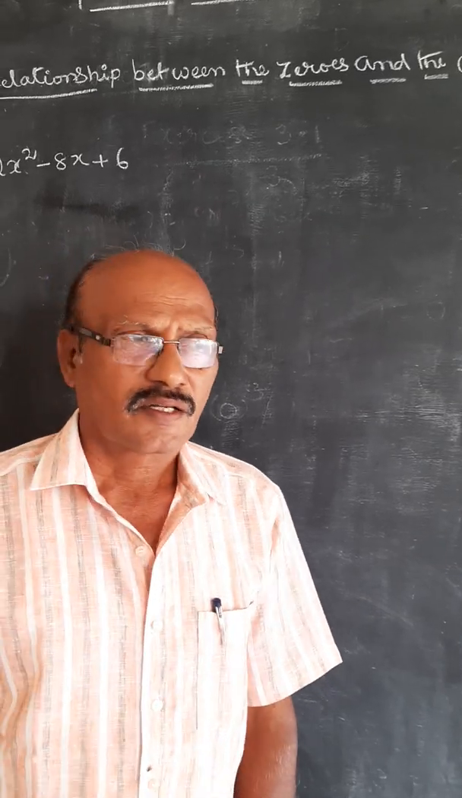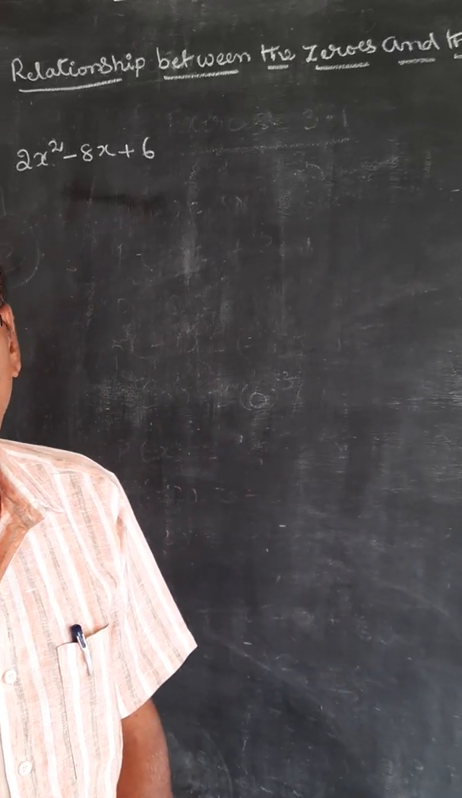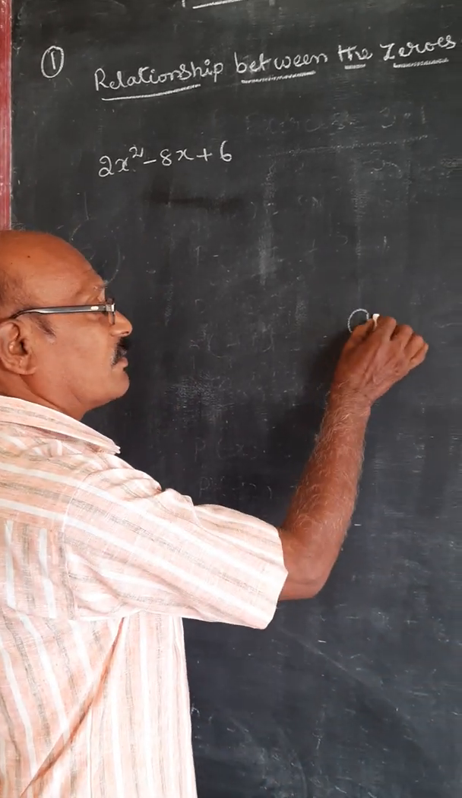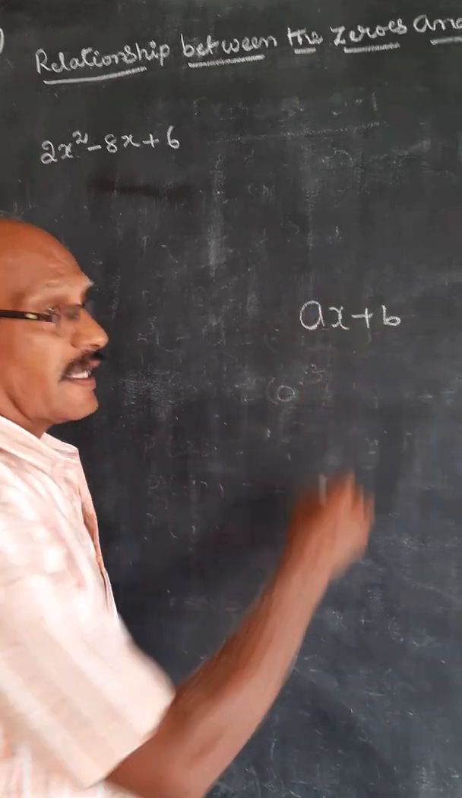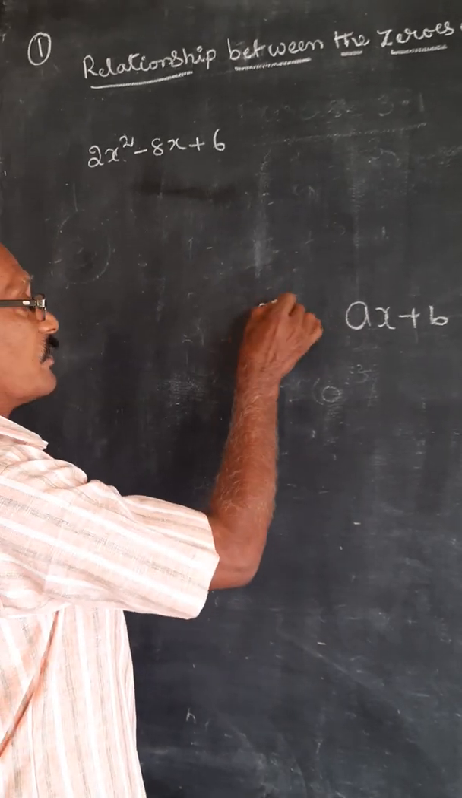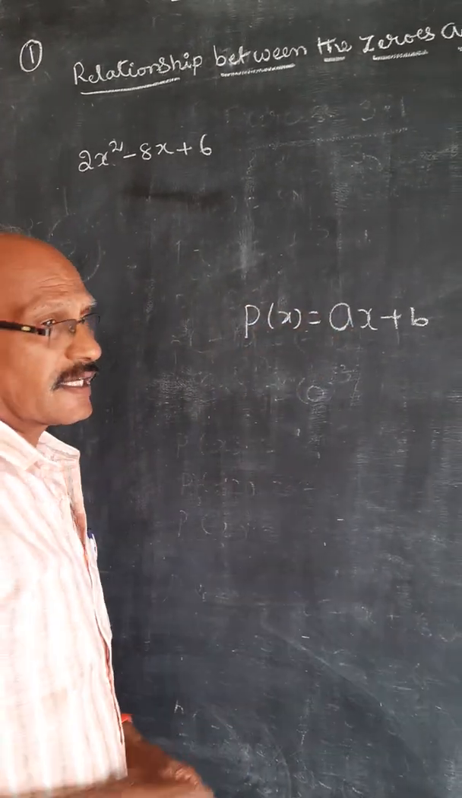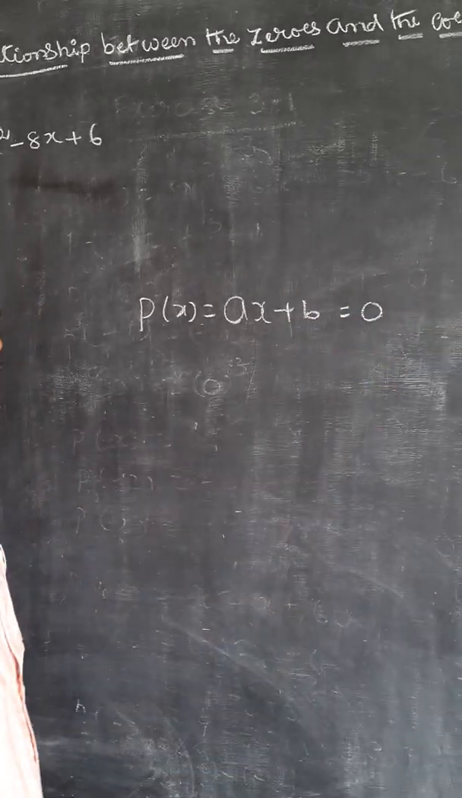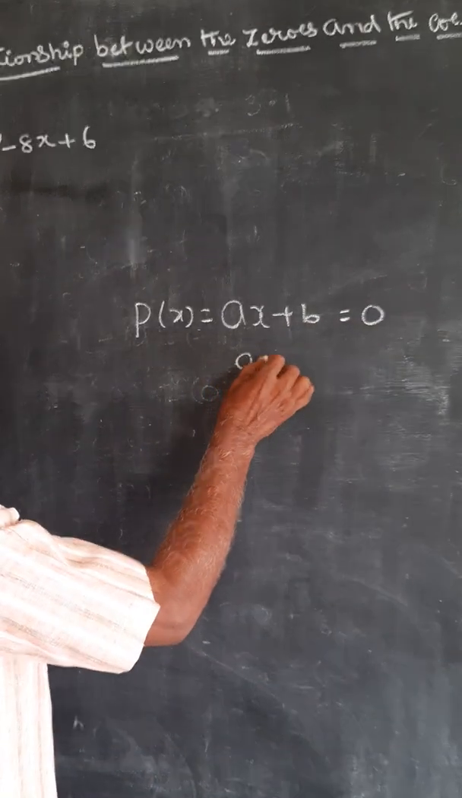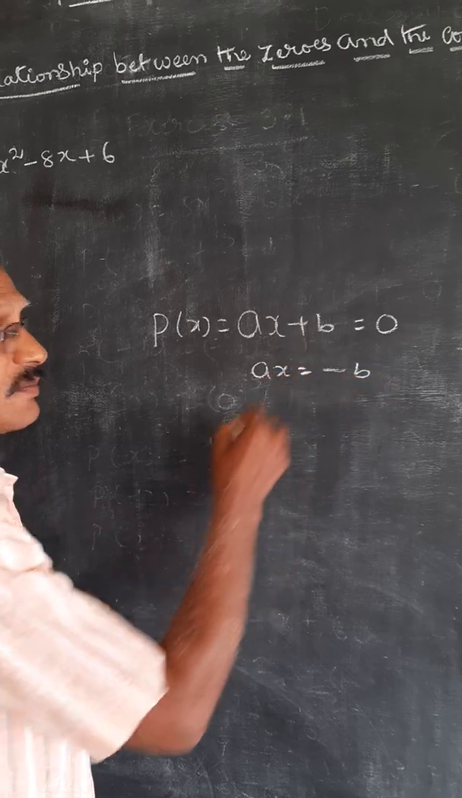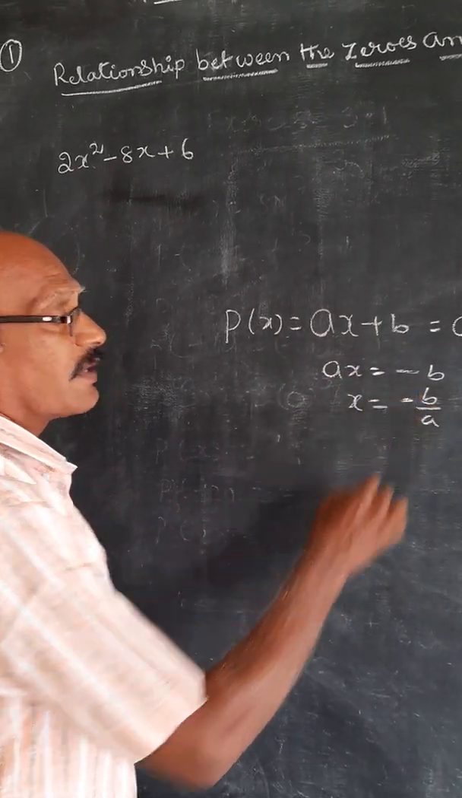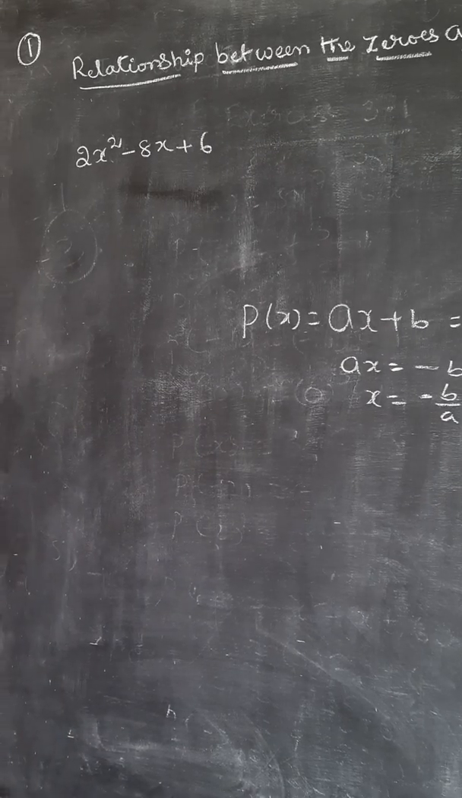Good morning, children. We already know how to find the zeros of a linear polynomial. What is the standard form of the linear polynomial? ax + b. Call the polynomial p(x) = ax + b. To find the zeros of the polynomial, let p(x) = 0. Then ax = -b and x = -b/a. -b/a is the zero of the polynomial.